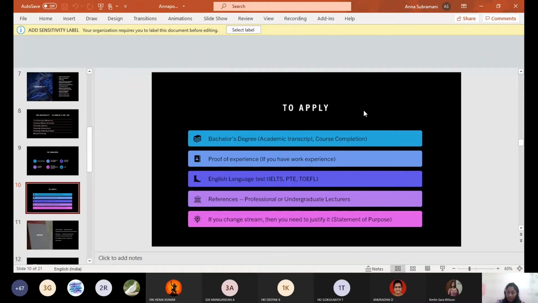They also need your references, a professional reference, like your manager or anybody there, if you're working in an organization. Or if you're going to study immediately after your bachelor's, your lecturer. I got mine from my HOD ma'am and our other staff. So references from your lecturers are again a requirement.